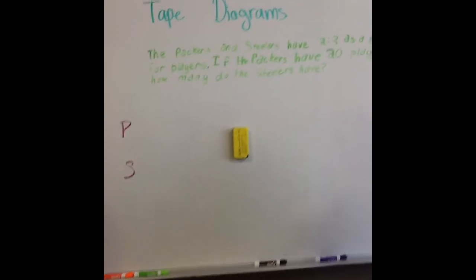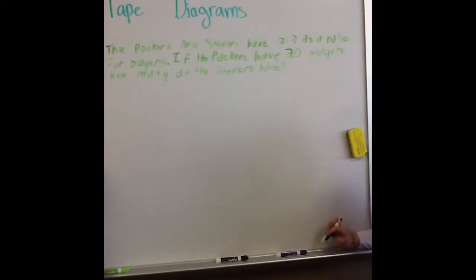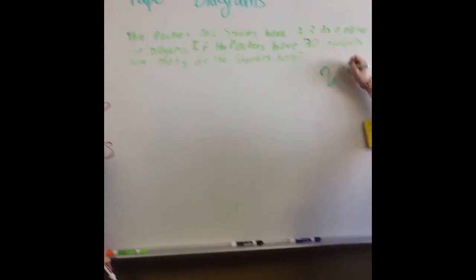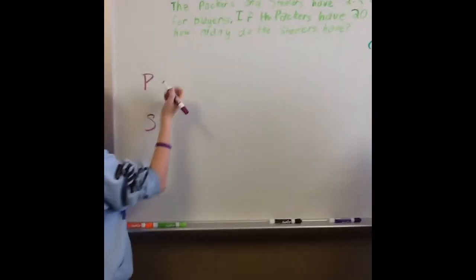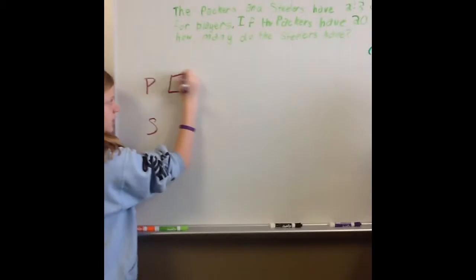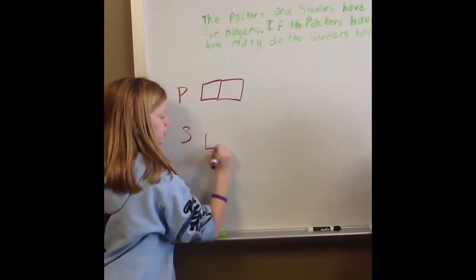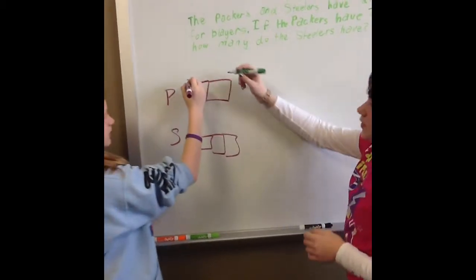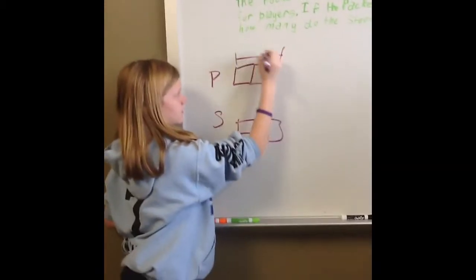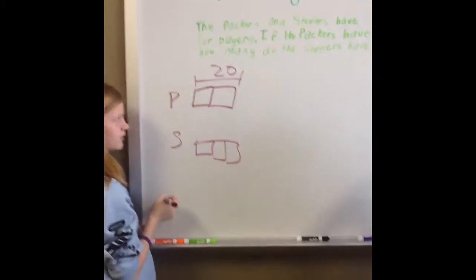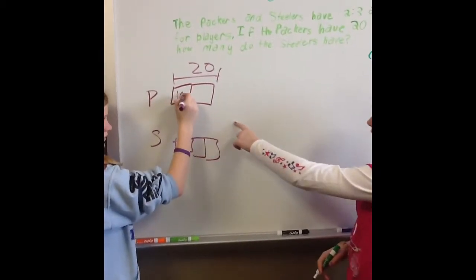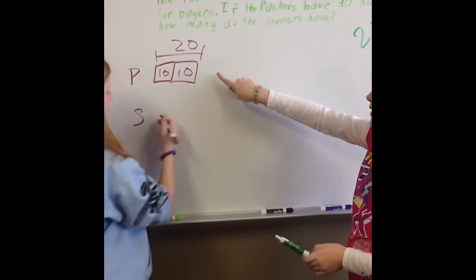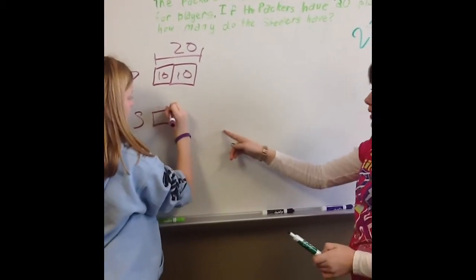Okay, we're doing tape diagrams. The Packers and the Steelers have a 2-to-3 ratio for players. If the Packers have 20 players, how many do the Steelers have? So, Packers have 2, Steelers have 3. So now, if you know that the Packers up here are 20, then you would write that this equals 20. So 10, 10.